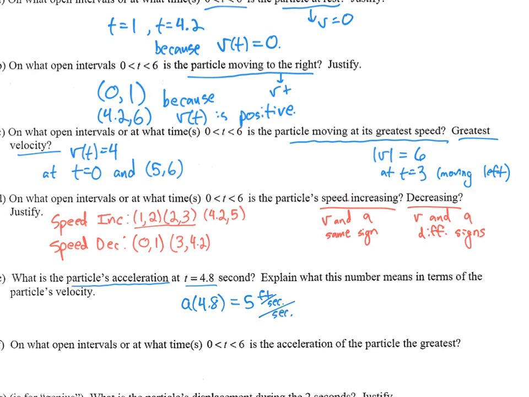And what this number means is that the velocity is increasing at a rate of 5 feet per second when t equals 4.8.